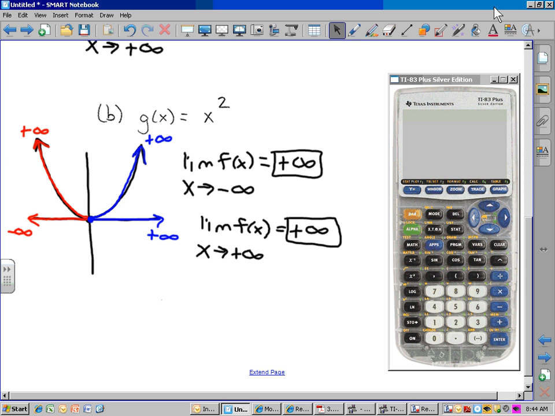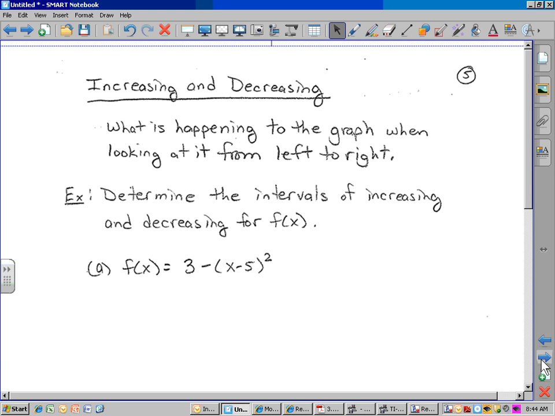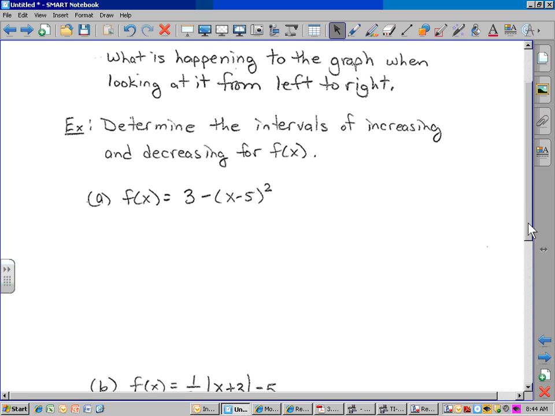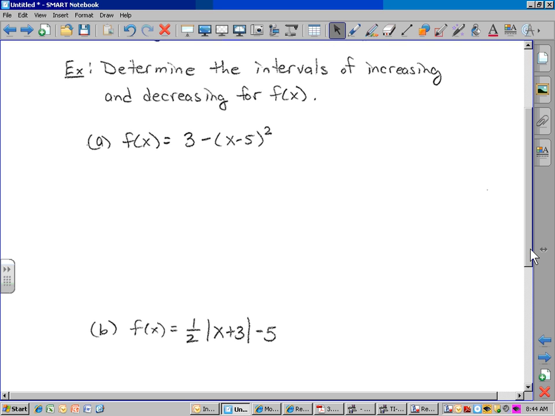All right, let's take a look at the next page. Increasing, decreasing. Basically, what's happening to the graph when you're looking at it from left to right? Is the graph going up? Is the graph going down? This is best described by looking at an example. So, the question is, determine the intervals of increasing and decreasing for f of x.